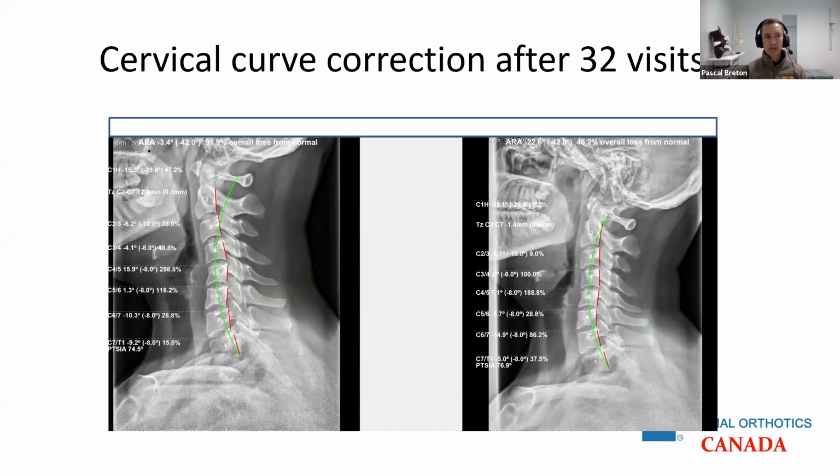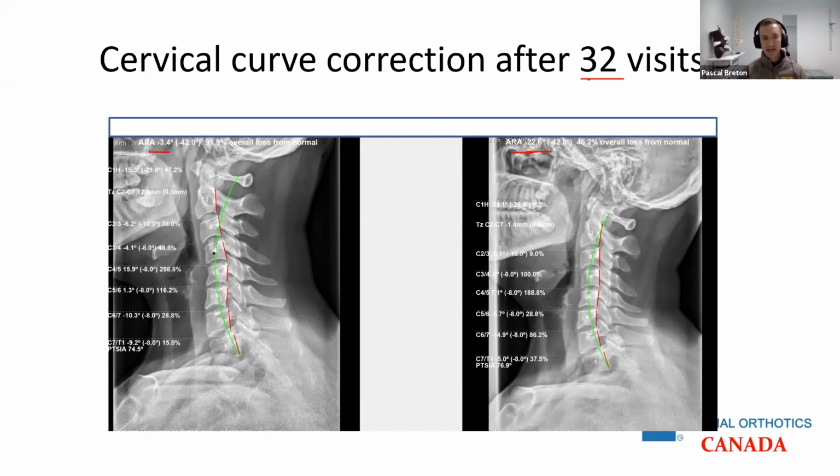And if we look here, she started out with 3 degrees of curve, and after a year of care, it took her a year to get 32 visits in office, just to show you how inconsistent she was. But she was diligent with her home care at least. And so she goes from 3 degrees to 22 degrees. So that's a big, big change, about a 19-degree curve change in her neck.